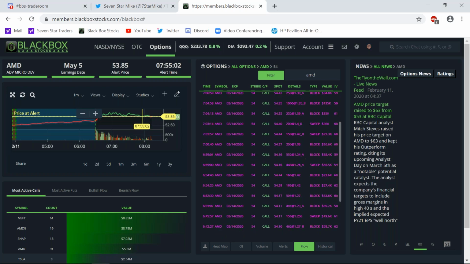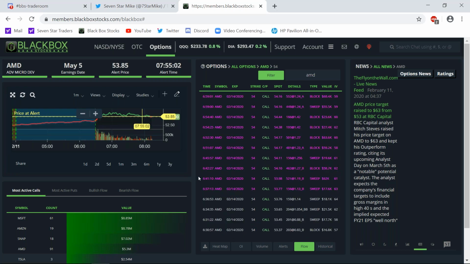So this is all the flow that came in today. And one thing that I like to track from this particular scanner is the first above the ask trade that we see for the day. And I'll explain that in a little bit, but the first above the ask trade we saw today was AMD. And so the first above the ask trade we see for the day basically tells me there's an urgency to get into this trade. And it happened to be AMD today. So it wasn't this particular contract. It was actually the 56 that was the first one of the day.